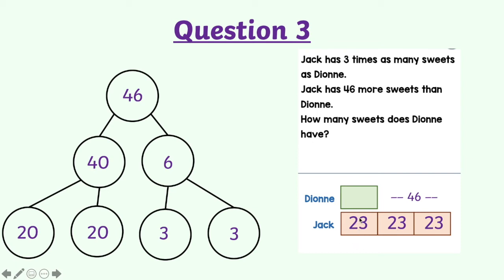Well, now I can work out how many sweets Dion has, because look, this part is the same size as this part, because we knew that Jack had 3 times as many as Dion. So this must also be 23. So Dion has 23 sweets. Now that is a really tricky problem, but if you work it through step by step, and if you really understand how the bar model is representing the problem, then you can work that one out. Well done for having a go, and especially well done if you got that one right.